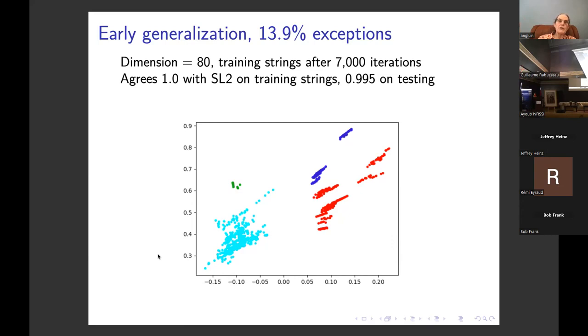The hypothesis at this point is SL2, but this is not correct for the training string. So further training requires it to move some of the strings around in order to reject the ones whose labels have been flipped and were on the right, and accept the ones whose labels have been flipped and are on the left.